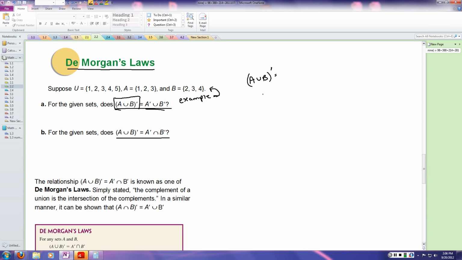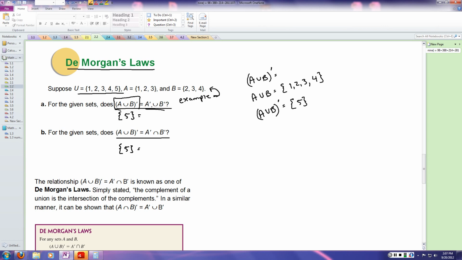So what is going to be A union B complement? Well, what is A union B? A union B are the elements in A and the elements that are in B. So A has 1, 2, 3, and B has 2, 3, and 4. So this would be the elements in A union B. If I want to find the complement of that, that's going to be the elements in the universe that aren't in A union B. So that would just be 5. So A union B complement is 5. So I know that this is just going to be the set of the element 5.